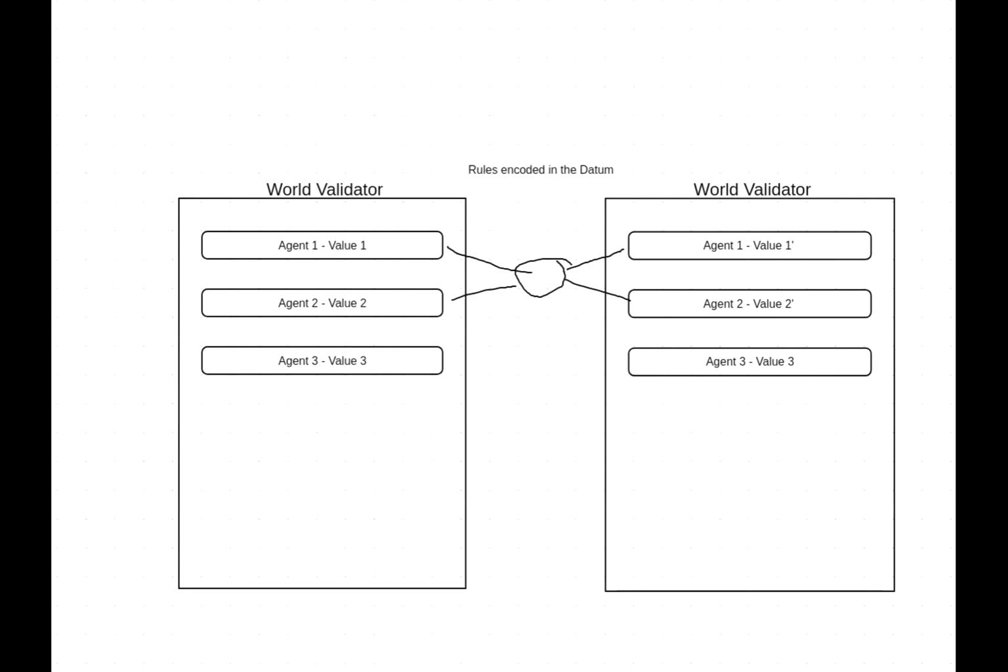Yes, so the validator, independent of the rules, must guarantee that for each agent input, you have an agent output with the same NFT, so that you can't merge agents or destroy agents, let's say. And then you could have whatever rules encoded in the datum that determine how this value can change, right? What the relation is between the primed values and the original values.